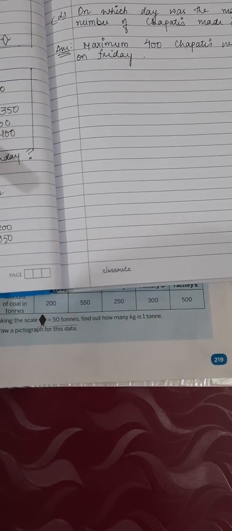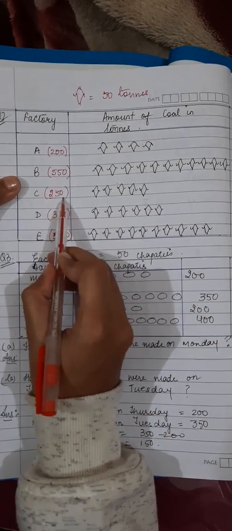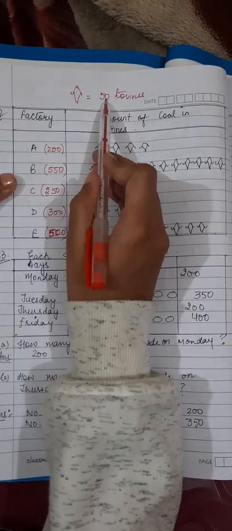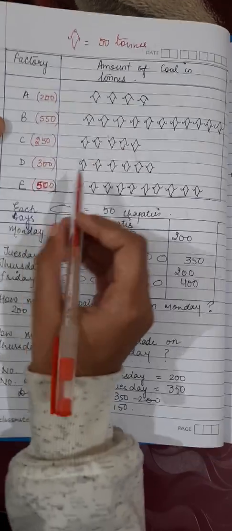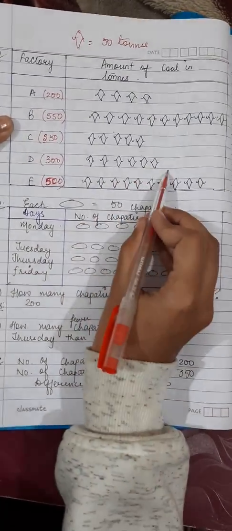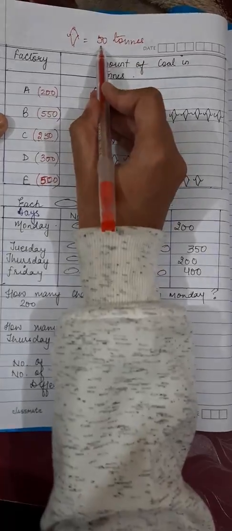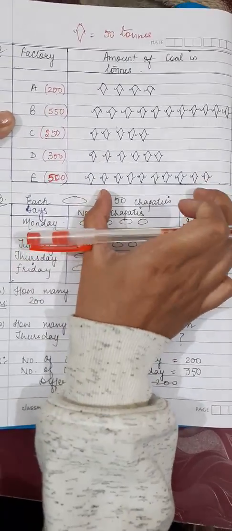Okay. Next, C part is 250. Let me write all. Then 300 and then 350. Last is 500. Okay. Now you are going to divide all of these numbers by 50 because for one symbol 50 is there. So 250 when divided by 50 will give you 5. So 1, 2, 3, 4, 5. 300 when divided by 50 will give you 6. 1, 2, 3, 4, 5, 6. 500 you are going to divide by 50. It will be 10. So all these symbols will be 10 symbols you are going to make.